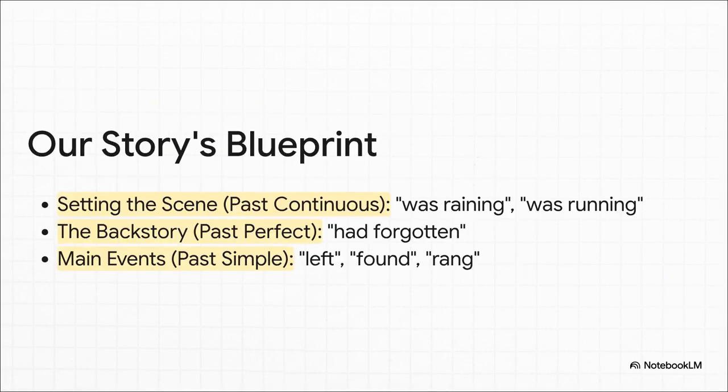Let's break it down with our story's blueprint. First, we set the scene with the past continuous. It was raining and I was running late. That's our atmosphere. But why was I running late? Here comes the backstory, the flashback with the past perfect, because I had forgotten my keys. That happened before any of this started. And finally, what are the main events that move things forward? That's our backbone, the past simple. I left, I found them, and my phone rang. See how beautifully they all work together?